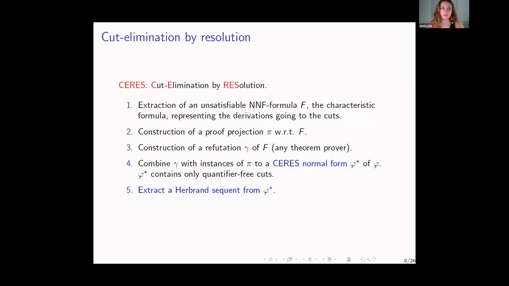By some other transformation that I'm not going into detail now, we get what's called a proof projection from this part of the proof. So this proof projection of CERES is just a simple cut-free proof obtained from the original proof. And it is a proof of the same end sequence as the original proof, plus some formula, which I call F here, on the right side of the sequence sign. And now this formula is also very important because it's the characteristic formula of CERES, which is obtained from the other part.